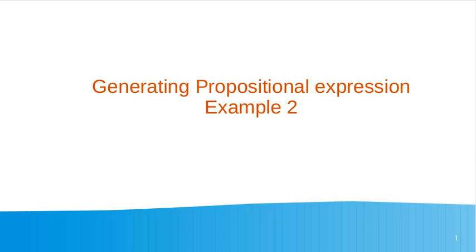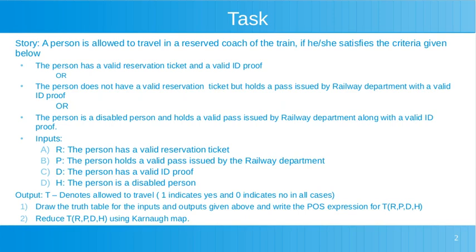Today we will discuss another propositional expression generation. Example 2. We have given the task in the previous video. Now we will solve them. The task was, that is, the story was, a person is allowed to travel in a reserved coach of a train if he or she satisfies the criteria given below. Means these criteria have to be satisfied to travel in a reserved coach.